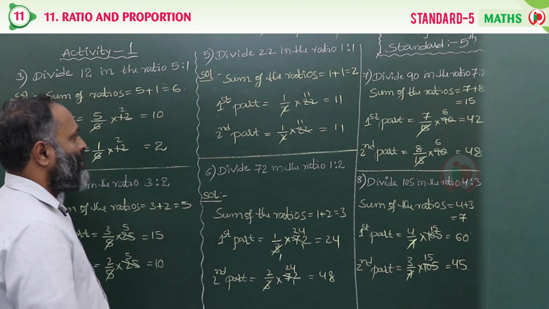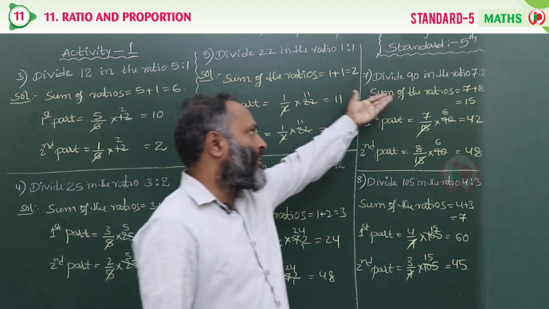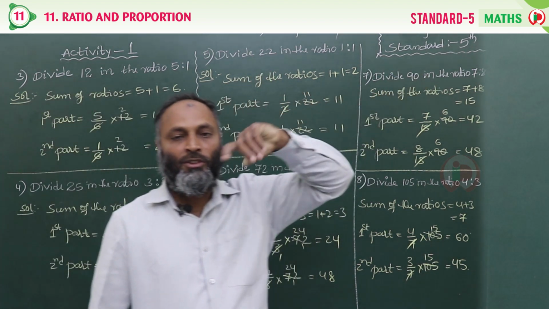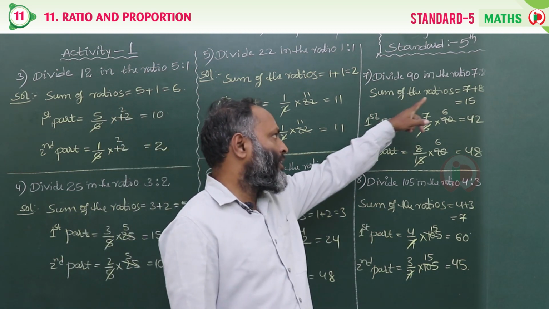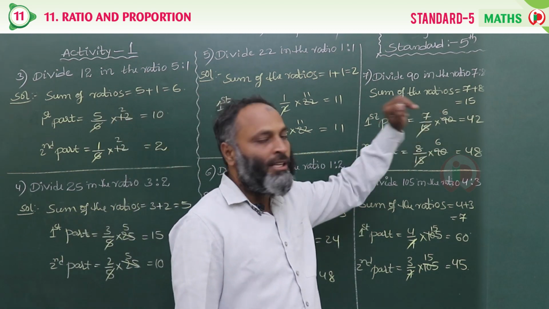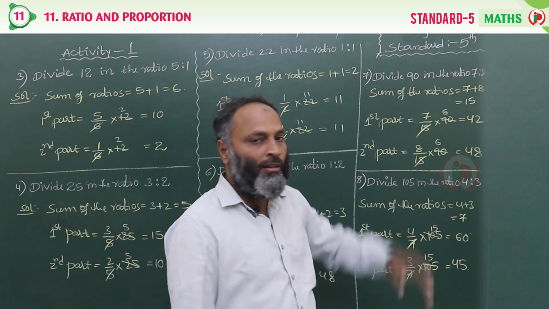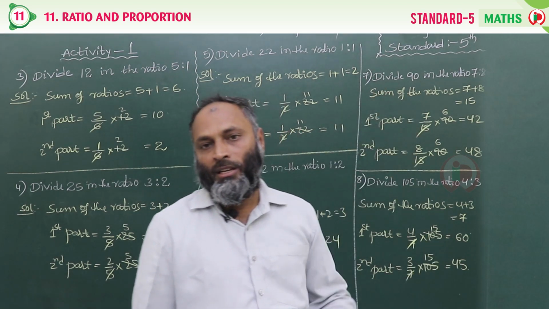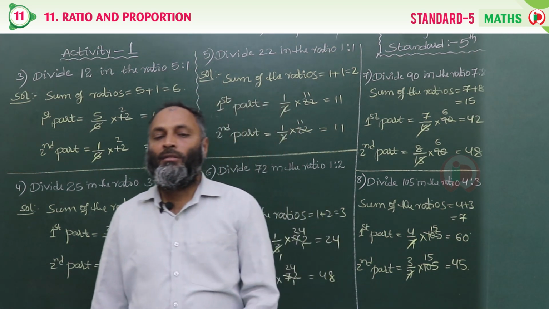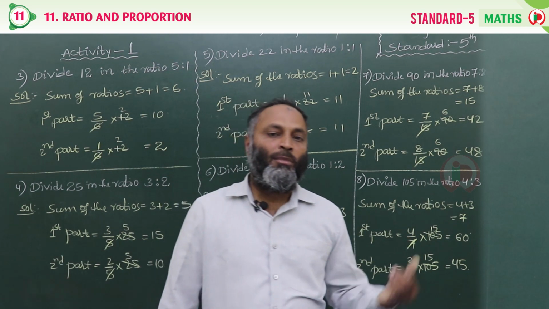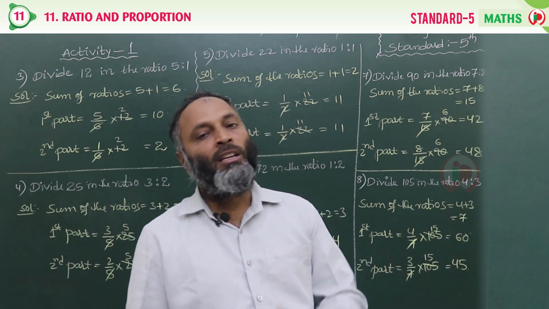Okay, so this is about the pattern. When a particular number is given to divide in a ratio, first you should find the sum of the ratios. After that, for the first part we should take the first ratio divided by the sum of the ratios into the given number. Then you'll get the first part. In the same way, you'll get the second part also. So this is the method to find the numbers, how to divide in the given ratio and what the numbers are.